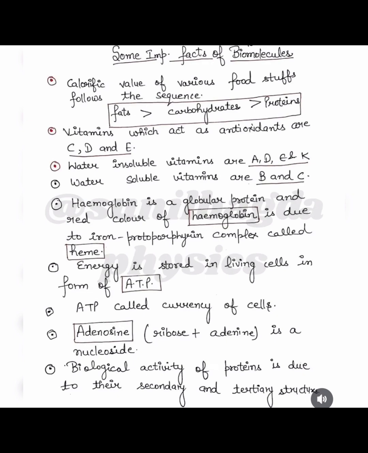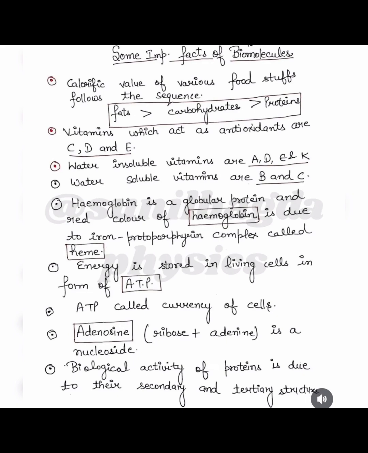Hemoglobin is considered as a globular protein, and the red color of hemoglobin is due to the iron porphyrin complex, which is also considered as heme. Energy which is stored in living cells is in the form of ATP, that is adenosine triphosphate, which is also considered as the currency of cells. Adenosine, that contains ribose as well as adenine, is an example of a nucleoside.